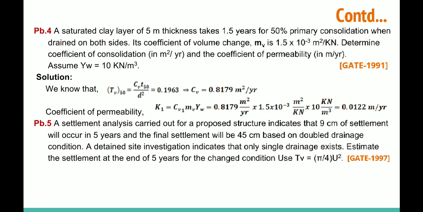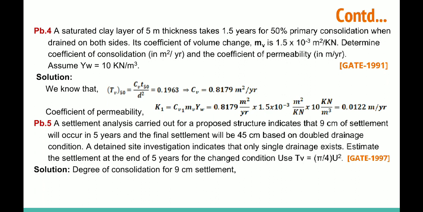Next, a drained site investigation indicates that only single drainage exists. In the site, only single drainage condition is mentioned. Estimate the settlement at the end of 5 years for the changed condition. Use Tv is equal to pi by 4 into U square.